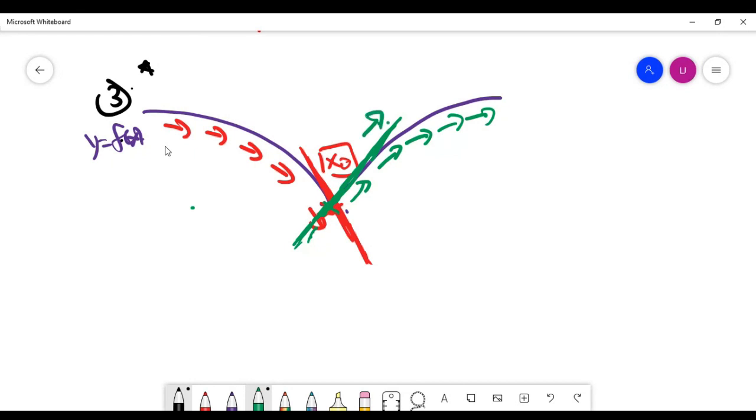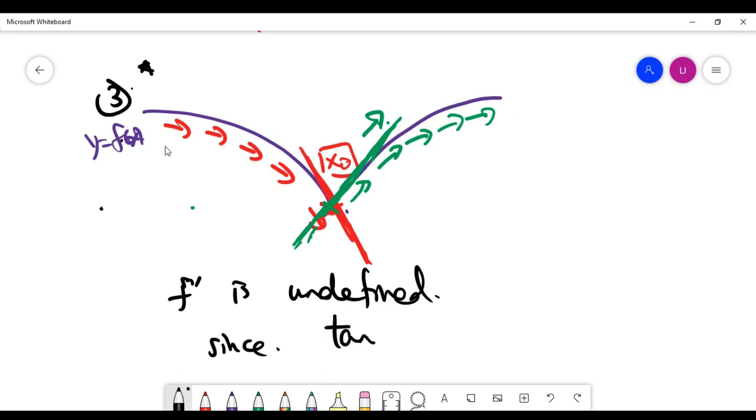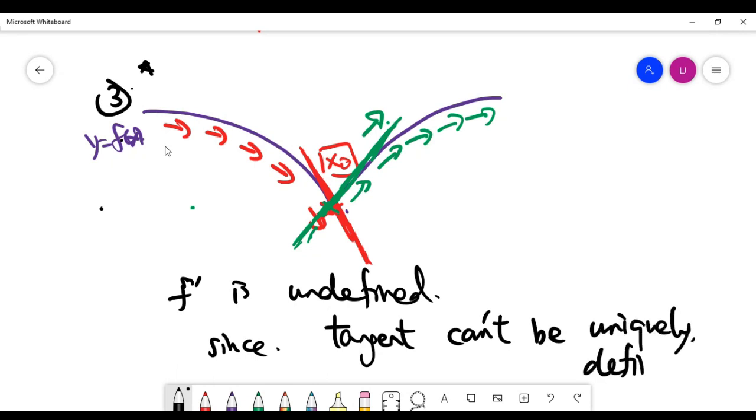So you see, in this kind of problem, we say that the derivative f prime is undefined because the tangent cannot be uniquely defined. Because you see now it looks like you actually have two different tangent lines, the red one and the green one. And obviously the green and the red are not the same.